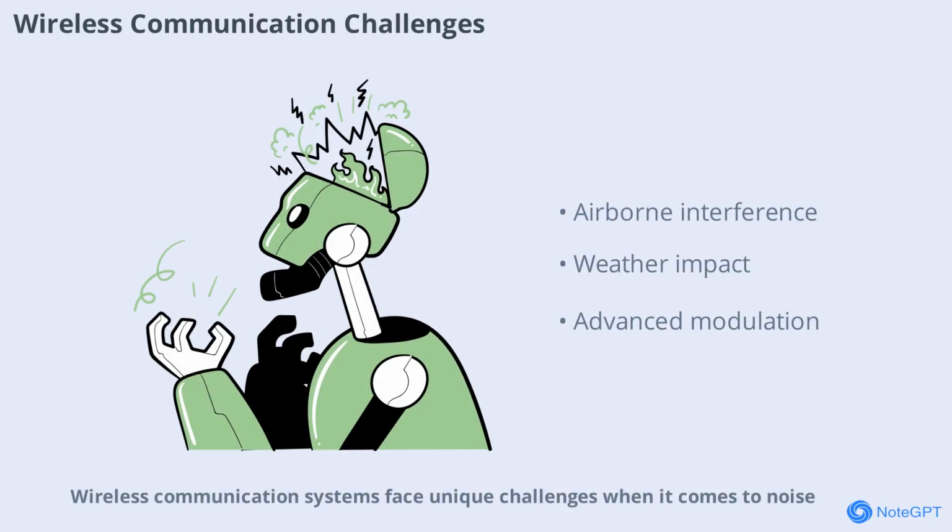Wireless communication systems face unique challenges when it comes to noise. Signals transmitted through the air are susceptible to interference from other wireless devices, weather conditions, and physical obstacles. Engineers use advanced modulation techniques and error correction to maintain signal quality in these environments.